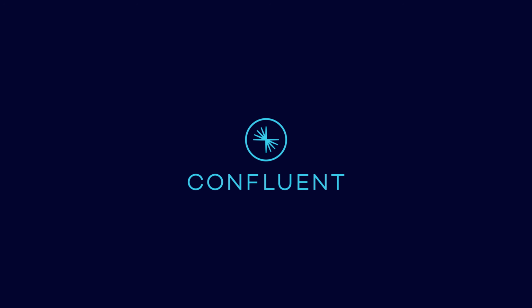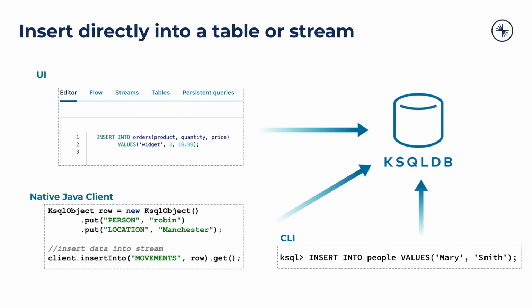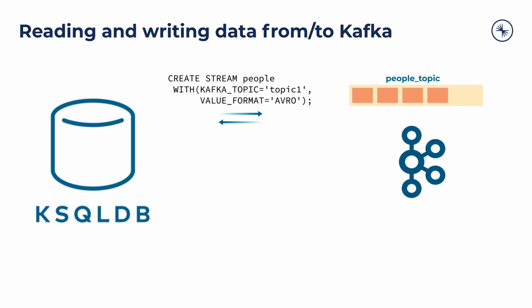In this ksqlDB lesson, we'll talk about creating, importing, and exporting data. We can insert data directly into ksqlDB streams or tables using the UI, CLI, or the Java client. Or if we already have data in an existing Kafka topic, we can create a stream or table on that topic and begin streaming that data into ksqlDB.